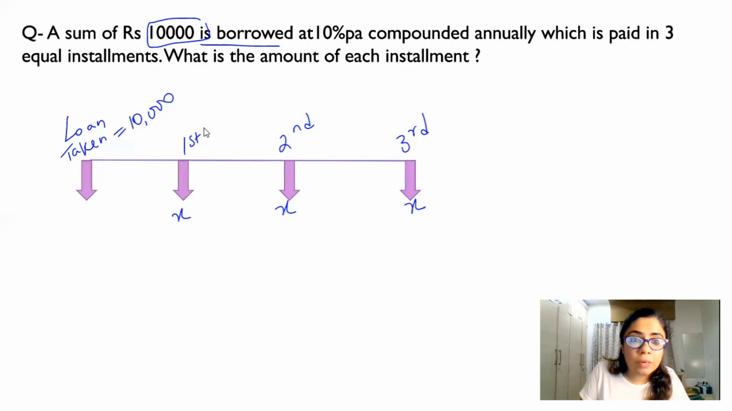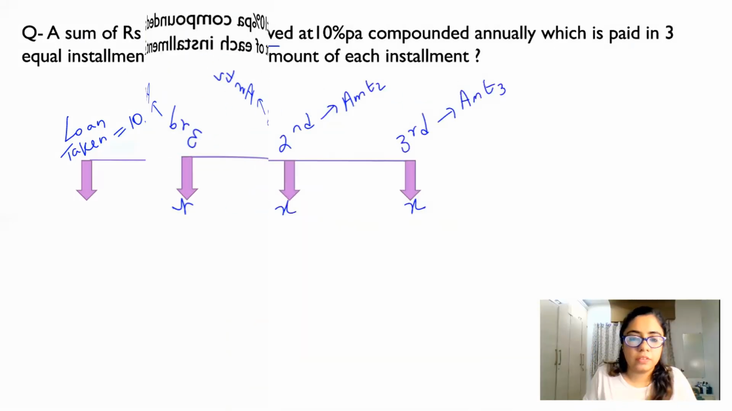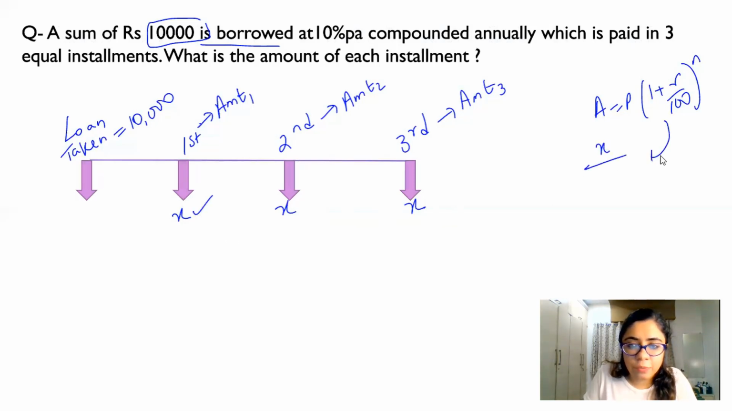But what is the installment here? This is the amount after 1 year. This is the amount after 2 years. This is the amount after 3 years. You have to calculate the amount of each installment. So basically this is X. So basically what we'll do here is, this is your amount. You know A is equal to P into 1 plus R by 100 raised to N. So your amount is this X value. You will divide it by 1 plus your rate, 10 upon 100, raised to N. That will give you some part of the principal.